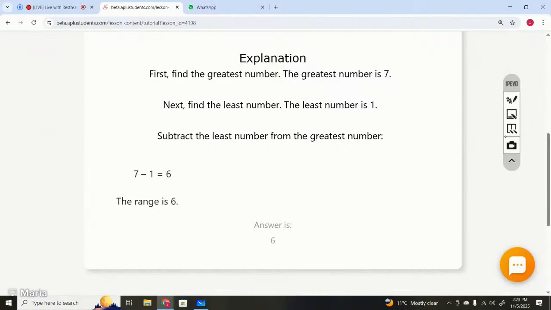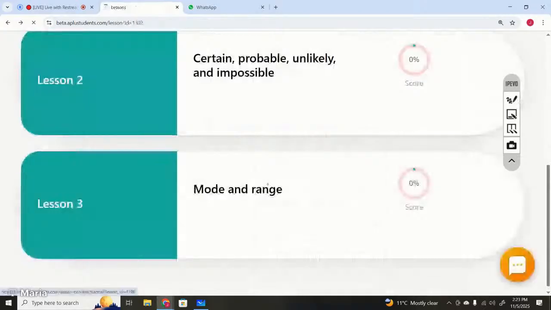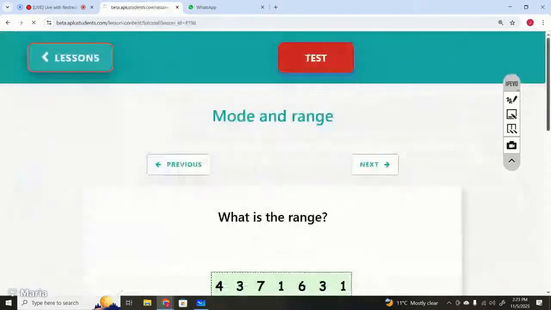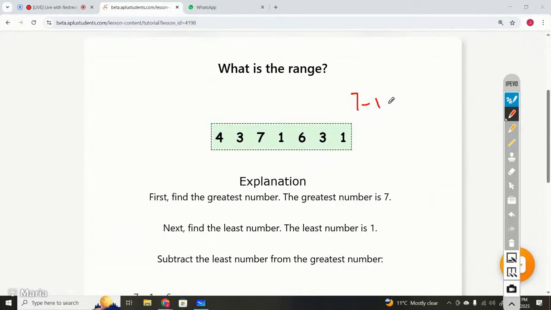Basically, the range is the difference between the greatest and the smallest number in the given data. That is the definition of the range. So the greatest number in the given data is 7, right? And the smallest number is 1. The difference between the greatest and smallest number is 7 minus 1. The range of the given data is 6. Got it?